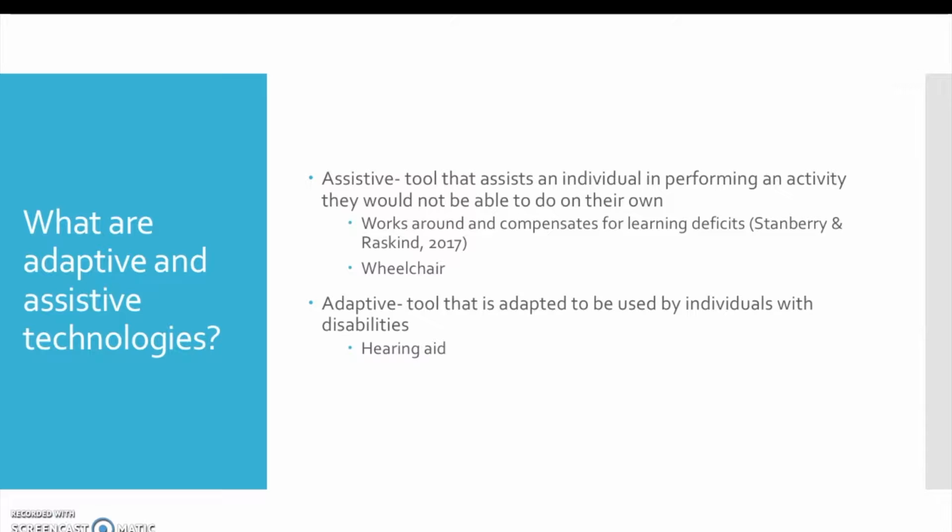Adaptive technology is a tool that is specifically designed to be used by a person that has some sort of deficit. For example, a person that has a hearing deficit will use a hearing aid because it is specifically designed to enhance hearing.